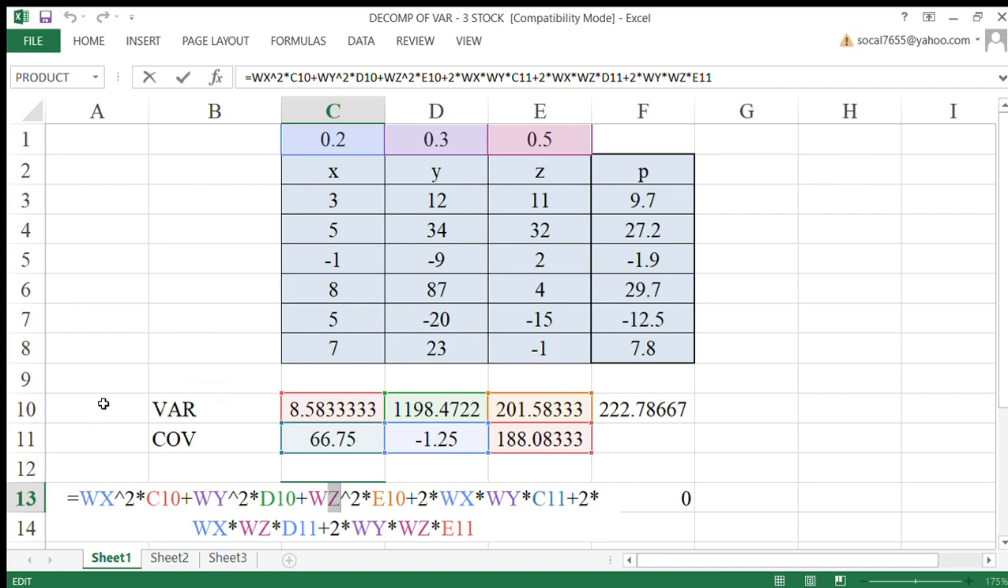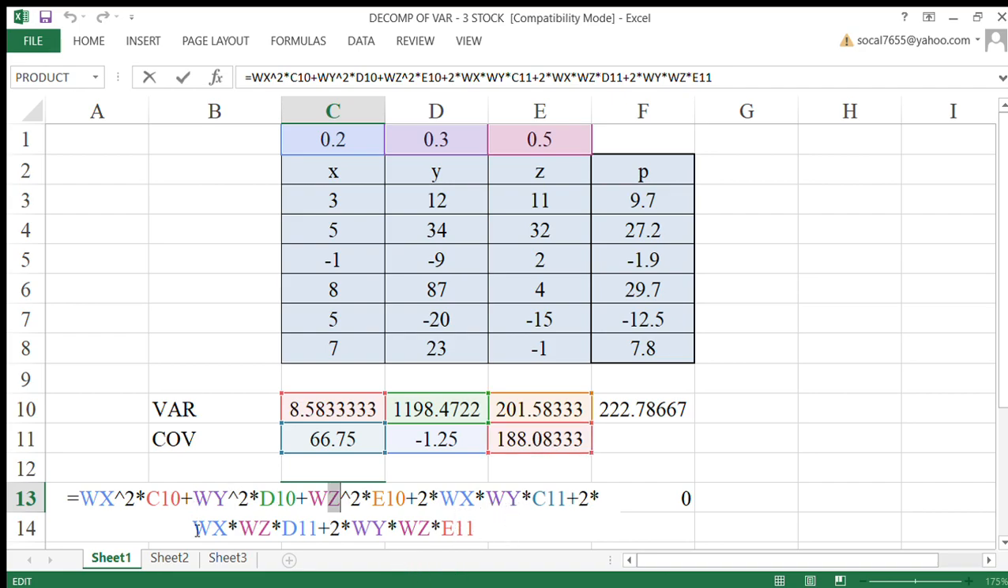Here is a more complicated case where we have 3 stocks. But if you look at this, you can see what we have here is, with my notation, the weight in X squared times the variance of X, that's C10, plus the weight in Y squared times the variance of Y, plus the weight in Z squared times the variance of Z. Now, important, plus 2 times the weight in X times the weight in Y times the covariance of the returns of X and Y, plus 2 times the weight in X times the weight in Z times D11, which is the covariance of the returns of X and Z, and then plus 2 times the weight in Y times the weight in Z times E11, which is the covariance of the returns of Y and Z.